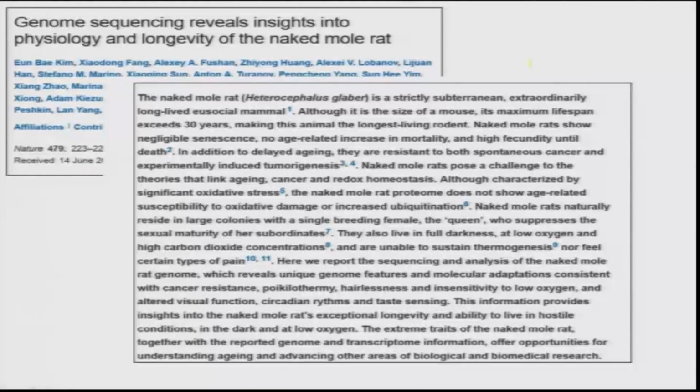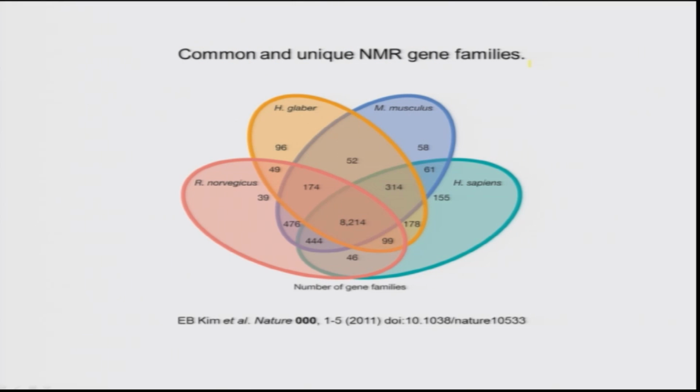Circadian rhythms and taste sensing are all compromised because you don't have daylight, so the circadian rhythm, what you normally see in mammals, is all altered here. This information provides insight into the naked mole rat's exceptional longevity and its ability to live in hostile conditions in the dark and at low oxygen levels. So we can understand how the genome functions, what they really mean, how this animal becomes so successful, and possibly it could help us in advancing our own biomedical research.